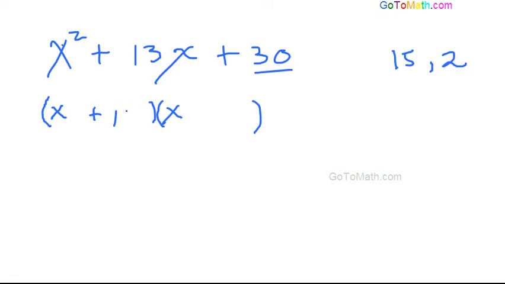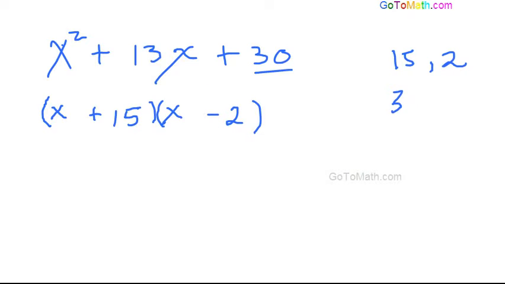So you couldn't put a 15 here and then minus 2 here because then you'd end up getting a negative 30. So there's something fishy about this problem.